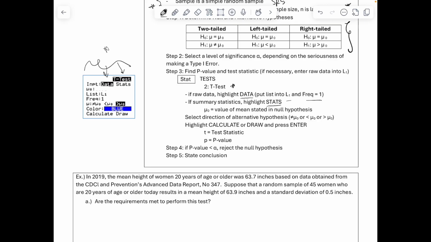Select the direction of the alternative hypothesis. Again, you're going to just select one. It depends on how the problem is written and what the alternative hypothesis is. And then you're going to highlight calculate, and from there you get our t value, which is our test statistic, and p, which is our p-value. Step 4 is if the p-value is less than alpha, we reject the null hypothesis. This is the same as what we have seen in the last section. And then step 5 is to state that conclusion, just like what we learned in 8.1.